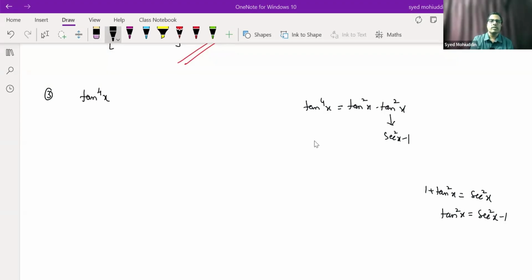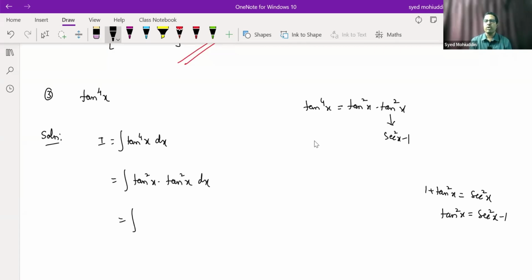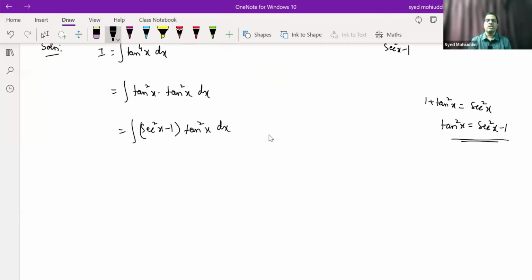So let's try to rewrite this. So therefore I will be equal to the integral of tan power of 4 of x into dx. Therefore I can rewrite that as tan square of x into tan square of x into dx. So I'll try to replace this tan square by what value? Secant square of x minus 1. Any one tan square can be replaced. Replace one tan square as secant square minus 1 and retain the other value as it is.